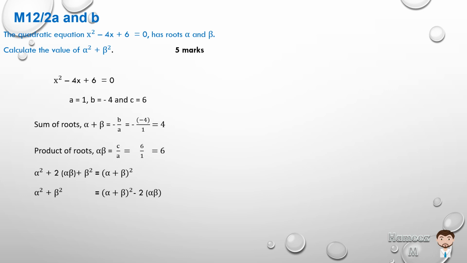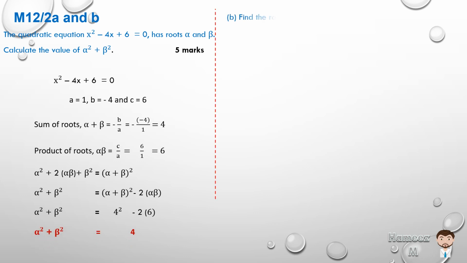Alpha plus beta is the sum of the roots, which is 4, and alpha beta is the product of the roots, which is 6. So we can substitute. So alpha squared plus beta squared is equal to 4 squared minus 2 times 6. 4 4s are 16 minus 12. So alpha squared plus beta squared, which is what we want to find, works out to be 4.